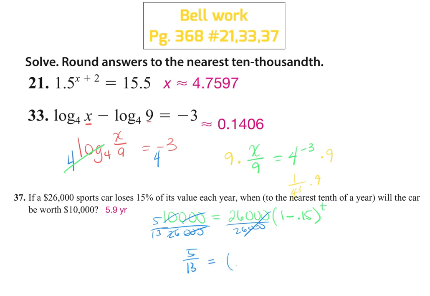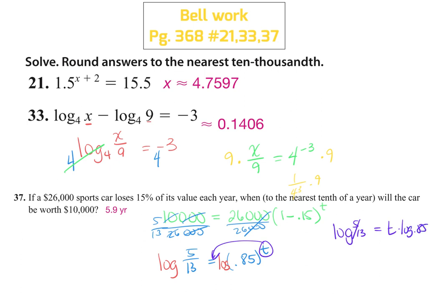So I have 5 over 13 equals 0.85 to the t. And this is where you want to do log of both sides to get it out of that exponent. Anytime the exponent is what you're solving for, you want to take the log of both sides. By doing that, we can drop this exponent in front here. So we have log of 5 over 13 equals t times the log of 0.85.